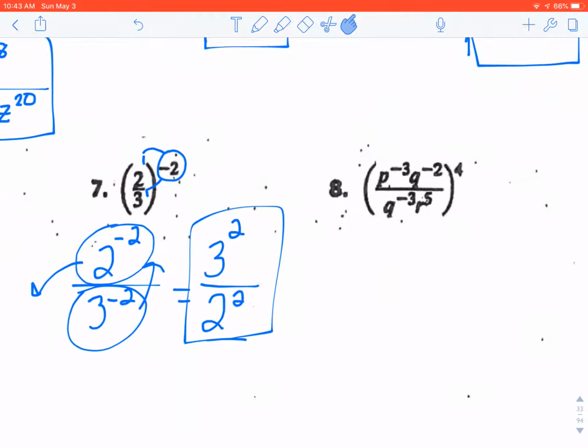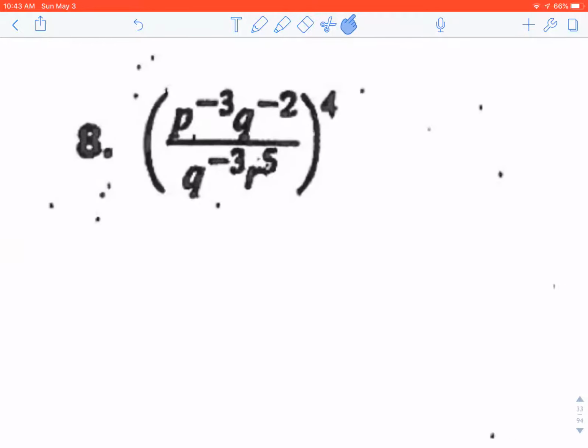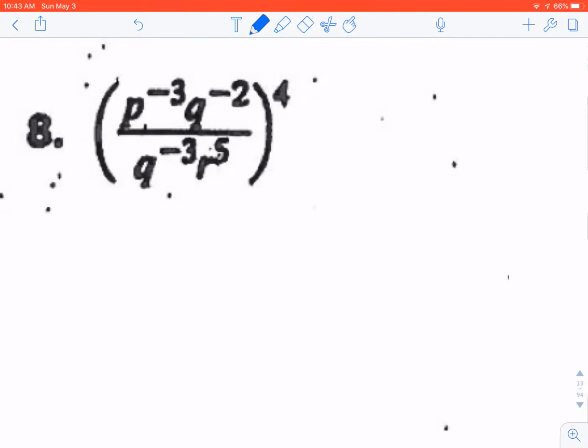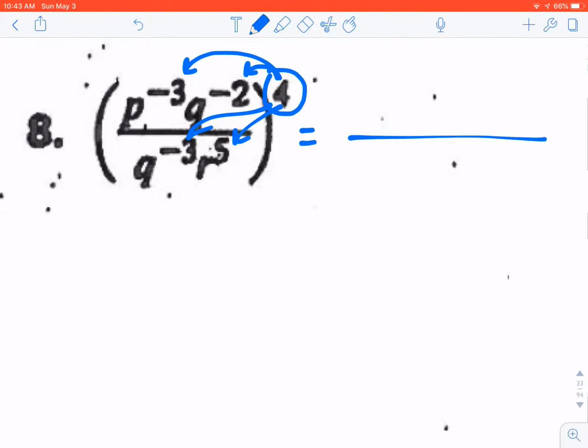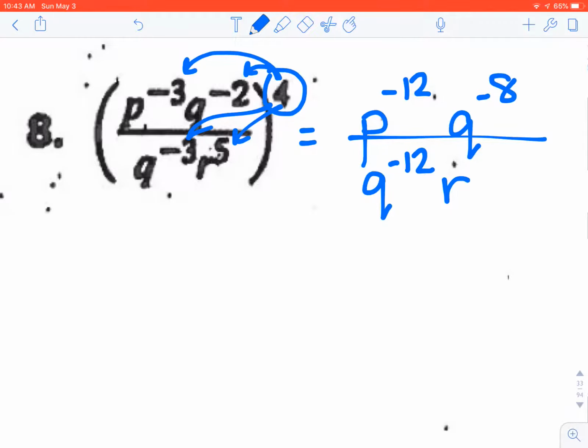All right, number 8's a little tricky. So make this a little bigger. So number 8, our first step to clear these parentheses, like we did in the other ones, is multiply each of these exponents by 4. So you'd have p to the -12th, q to the -8th, over q to the -12th, r to the 20th. Okay, from there, your parentheses are gone.